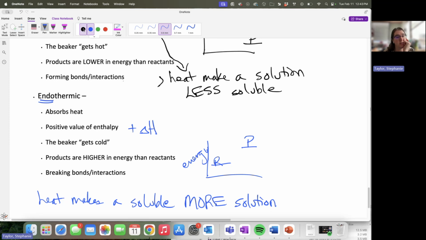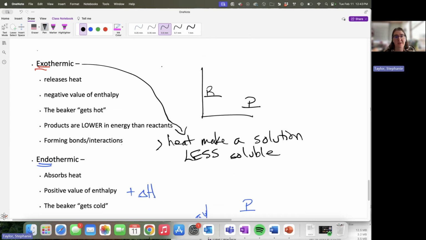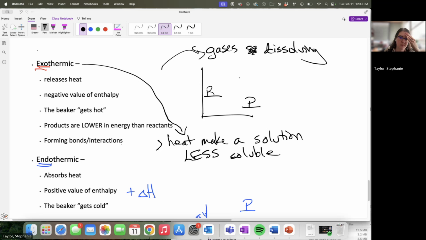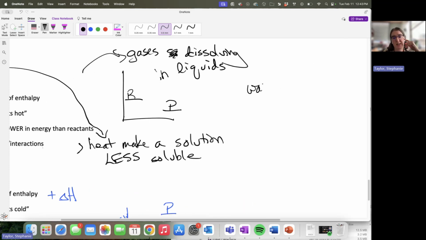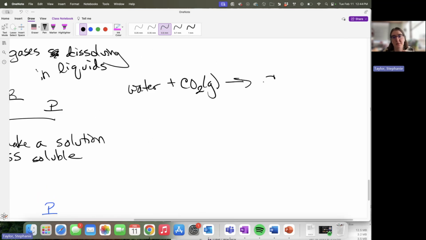So we could actually add one more thing under exothermic. Another way you might know something is exothermic is gases dissolving in liquids is said to be exothermic. So that's actually another way you would know that the reaction overall was exothermic, if I had something like water plus carbon dioxide as a gas going to, I guess we'll draw this as aqueous carbon dioxide. So as you put the water and carbon dioxide together, that is an exothermic reaction overall. It should have all of those other components that we were describing.